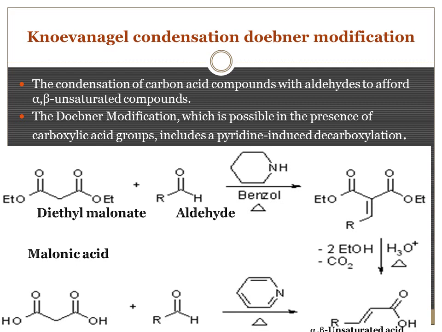And then next, if you are taking the starting material as malonic acid, and again treating it with an aldehyde with a different base, that is pyridine, which will act as a base, upon heating you will result in the alpha beta unsaturated acid.